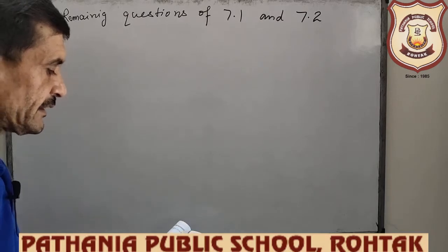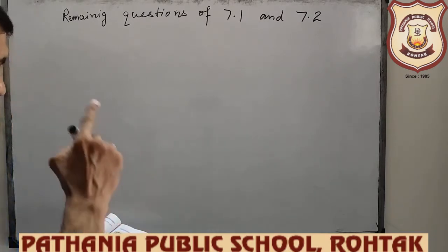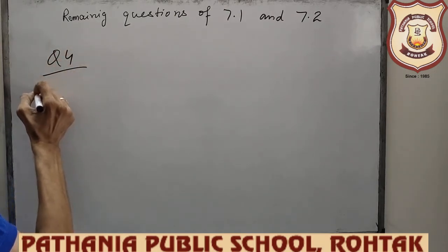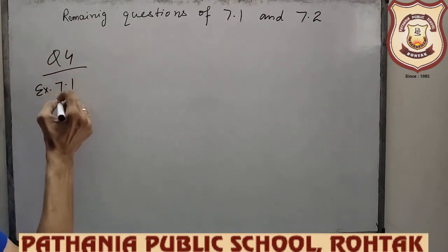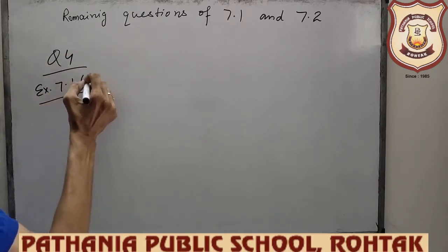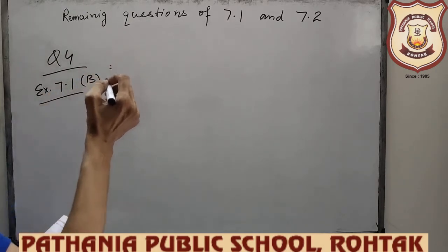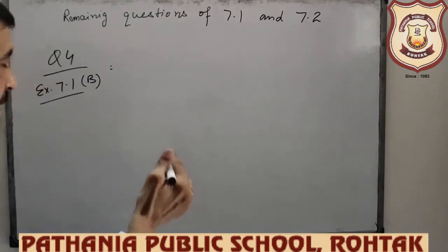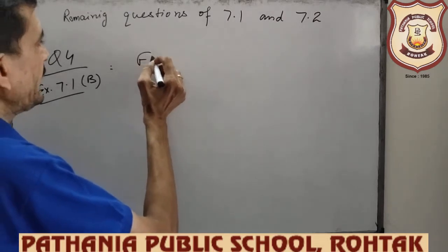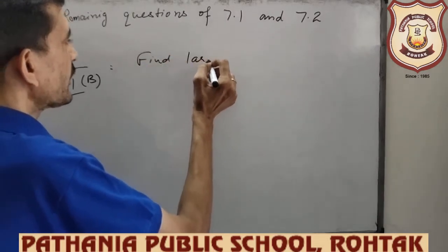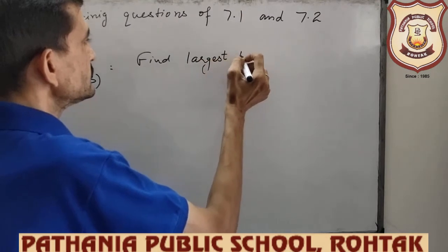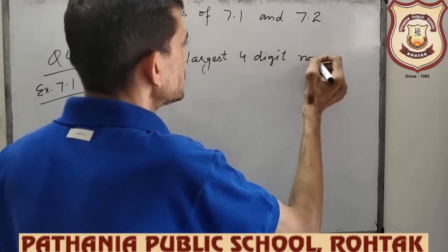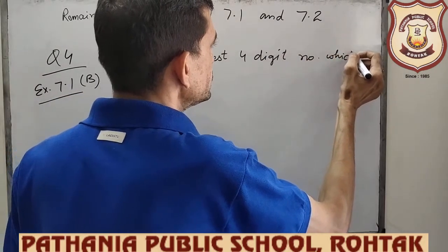In 7.1 summative assessment, question number 4 is left. Question number 4, exercise 7.1 summative assessment, B part, that I am going to complete. What is this? Find the largest 4-digit number which is a perfect cube.